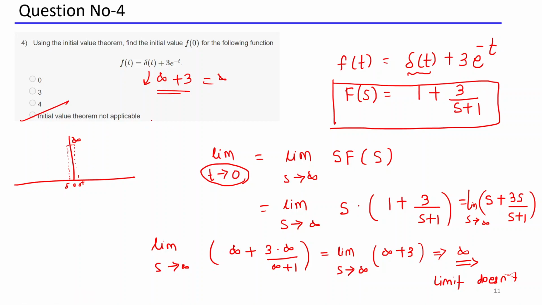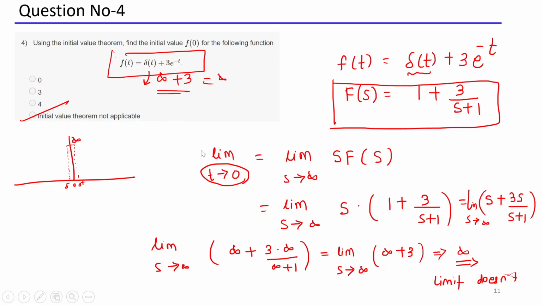So you cannot find the initial value theorem for this function because the impulse function is there. By looking at it also you can say that at t tends to 0, delta of t is infinity. That's why infinity plus something is infinity. Got my point, sir? Yes, sir.